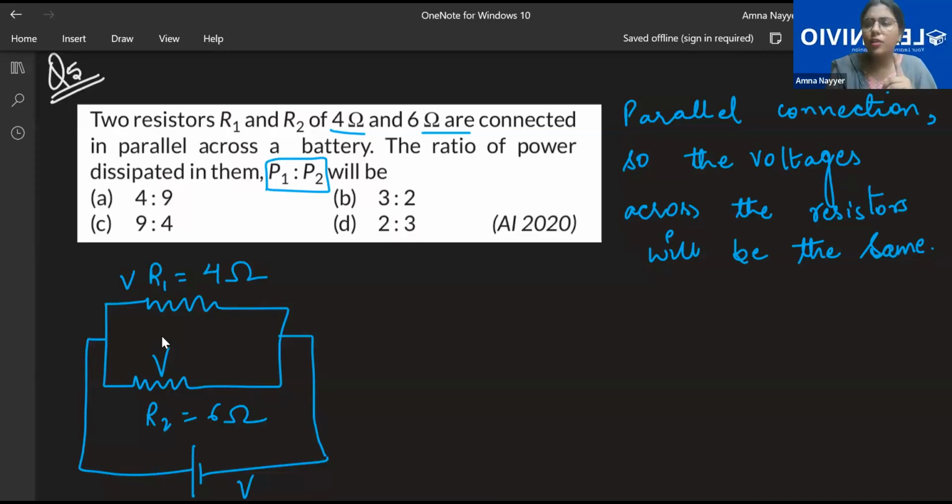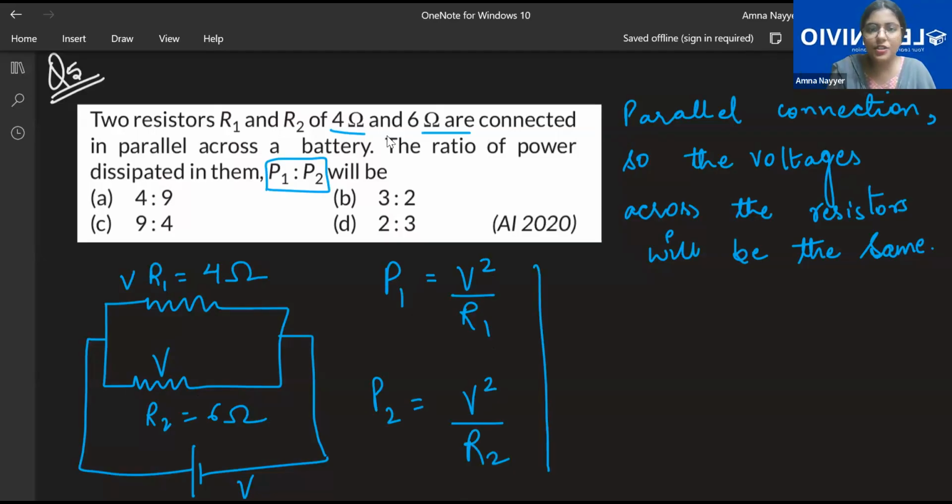I think once we practiced a circuit of 5 ohm and 10 ohm. Yes, in the parallel connection, the same thing, 5 ohm and 10. So see, let's take the ratios of it. Now, power is there, resistance is there, and voltage is there. Again, we are going to use the formula. P1 will be V square by R1. V is the same, so V square by R1, while P2 will be V square by R2.